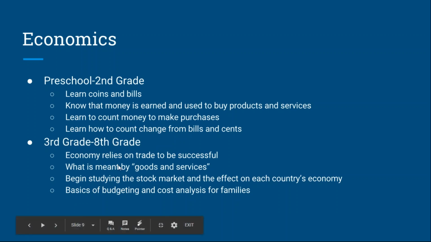And then from 3rd to 8th grade, you really want to learn about how the economy relies on trade to be successful and what is meant by the phrase goods and services. I suggest you begin studying the stock market and the effect of each country's economy on the world economy by about 6th or 7th grade when you start getting into some of the more world history. And then, of course, it's never too early to start teaching about budgeting and cost analysis for families. You could start as young as preschool teaching if you want this toy, you have to save for it.